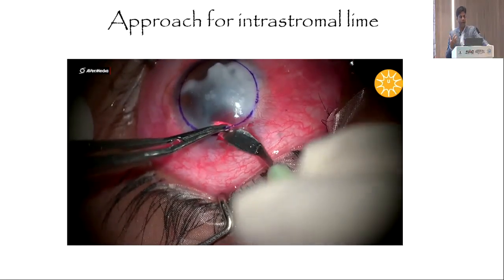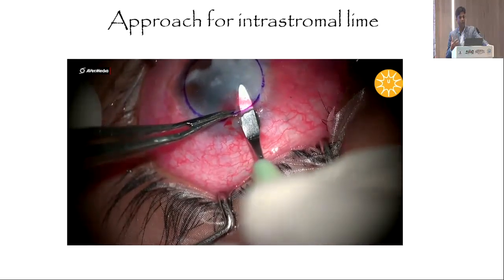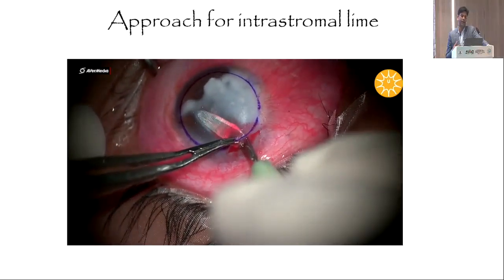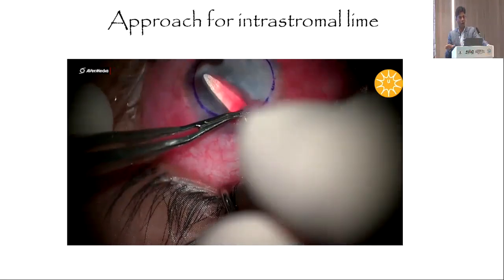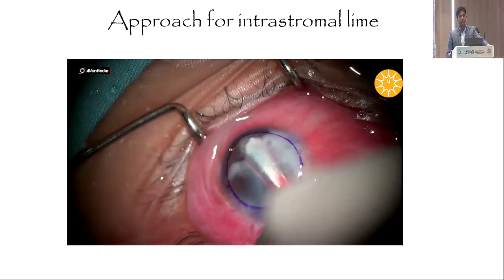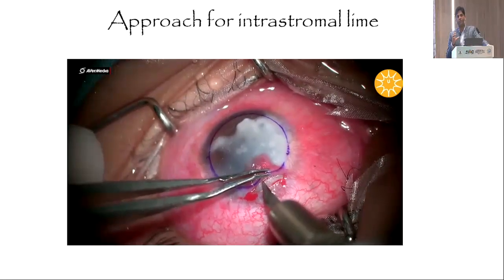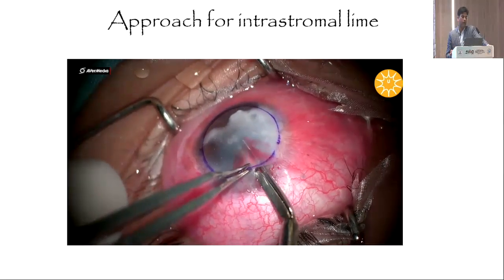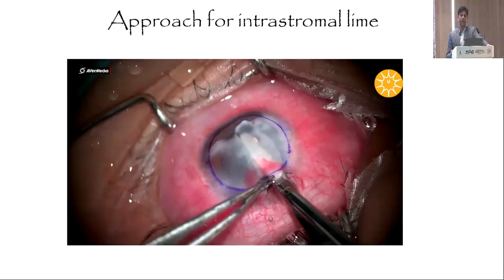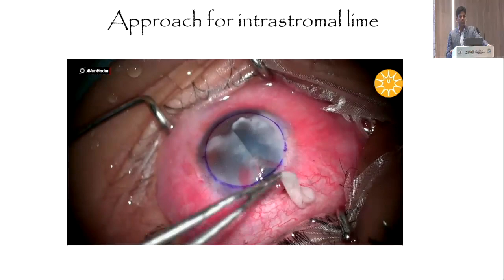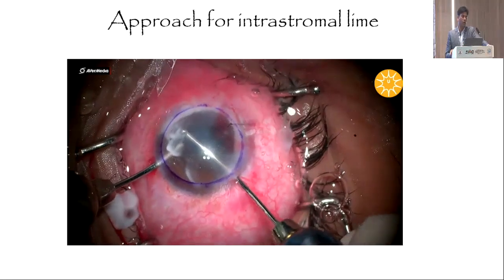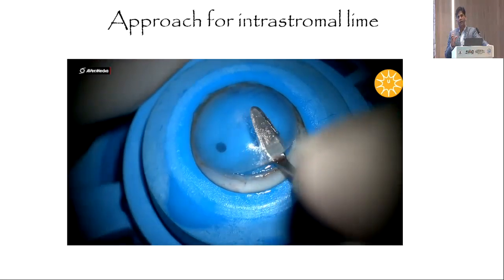DLEK is deep lamellar endothelial keratoplasty, where I first split the cornea into two halves using this crescent knife as well as this blunt dissector. As you can see, the clarity of the instrument is visible here, meaning the anterior lamella is free of lime. And then I bisected the posterior lamella and resected it out using curved Vannas scissors. You can see the posterior lamella is almost white, containing all the lime particles, while the anterior lamella is relatively clear.